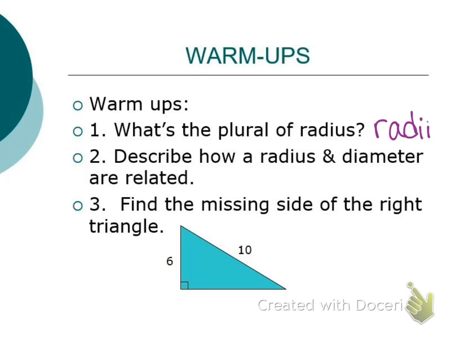Describe how a radius and diameter are related. Ken. They both have to do with how to find the circumference. We can use them to find the circumference. Jaden, how are they related to each other? That is true about both of them, but it does not relate them. A radius and a diameter are related because a radius is half of the diameter.